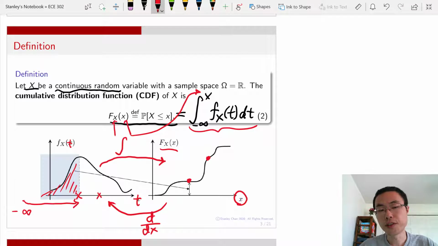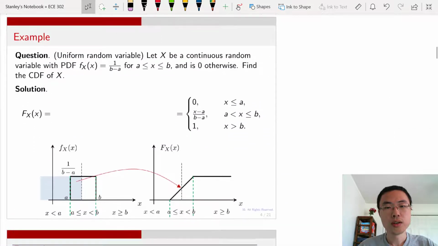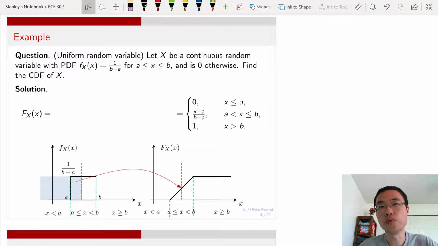So this is the definition of a CDF, and you may wonder how CDFs can be useful in data analysis. It turns out that CDFs are very, very useful tools for us to compare distributions. CDFs also help us to generate random variables, which we will discuss in a later lecture.